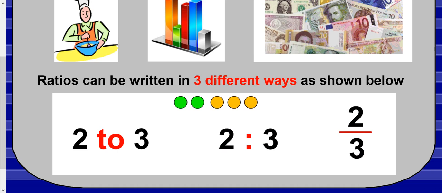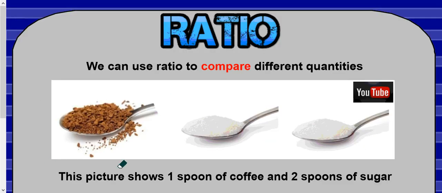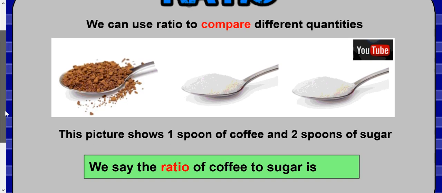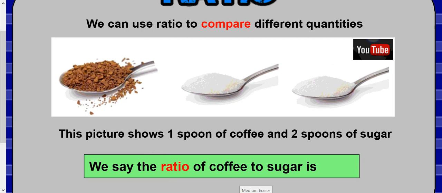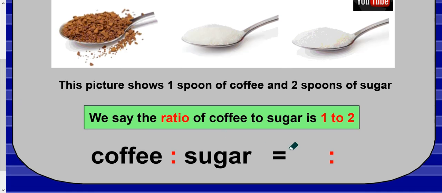Okay, so let's look at the next slide here. A very simple real life example would be if you're making a cup of coffee and you put 1 spoonful of coffee in to 2 sugars. If you've got a sweet tooth and you wanted 2 sugars, I personally just take 1, but you could write this as a ratio. The ratio would be coffee to sugar. Now the coffee comes first here, so it would be 1 to 2. Again, we wouldn't write it like that. We want to write it with the colon, so the ratio of coffee to sugar would be 1 to 2.